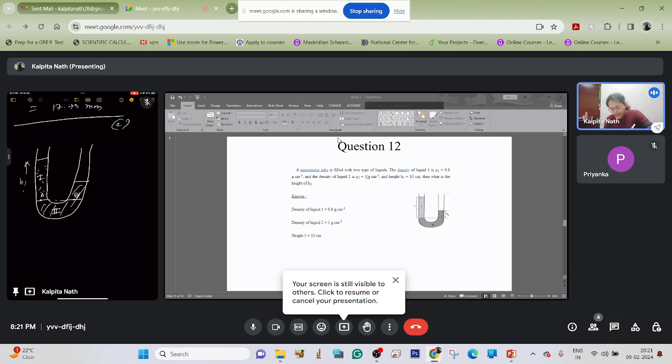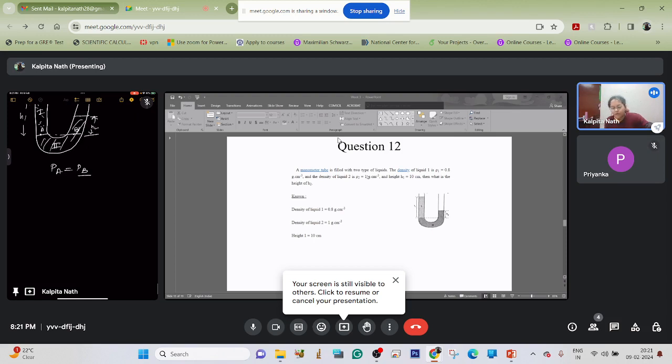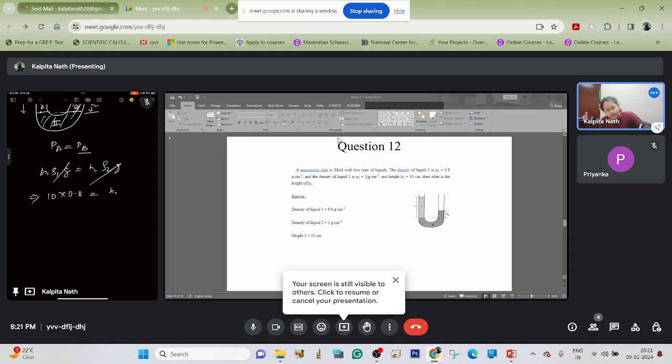So this is H1 and this is H2. So technically pressure at point A is equal to pressure at point B. So I've already told, like if the fluid is static inside a manometer, there is no other body forces, then we'll consider the pressure at the same level to be same. So H1 density 1 into G is equal to H2 density 2 into G. G will cancel out. So 10 into 0.8 is equal to H2 into 1. So this H2 is 8 centimeter.